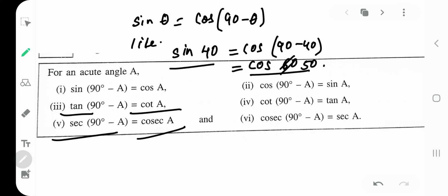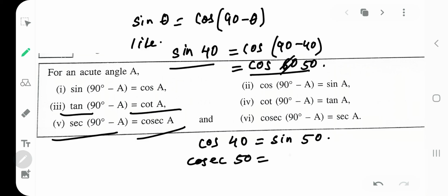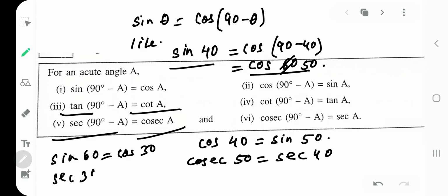And all the angles will be between 0 and 90 degrees. That means if I give you cos 40, that will be sine 50. If I give you cosec 50, that will be sec 40. If I give you sine 60, that will be cos 30. If I give you sec 30, that will be cosec 60. So in a way, the angle should be between 0 and 90 degrees.